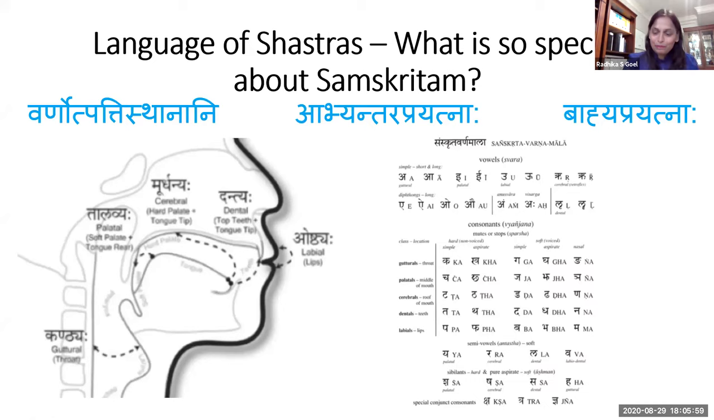Okay, so in this picture we talked just about the utpatti sthanas, but there is a whole bunch of mapping about abhyantara prayatna, meaning where the origin of the sound is coming from, the nabhi. Even from that part there is a whole classification, like gosha. And then there is bahya prayatna, like maha prana and alpa prana, the amount of prana you put into pronouncing the varna. All of that has been considered while structuring this particular varnamala.